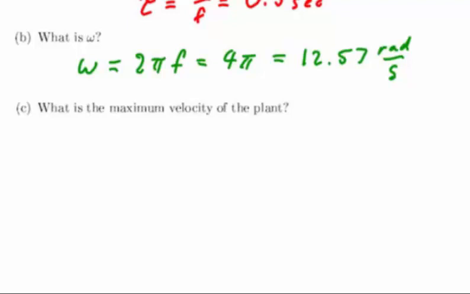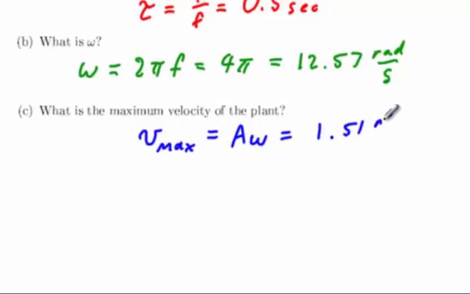In part C, we're to determine the maximum velocity of the plant. What we remember is that the maximum velocity was equal to amplitude times omega. This is because one factor of omega came out during the process of taking the derivative. Since we know both the amplitude and the omega, we can multiply these to find that the maximum velocity is 1.51 meters per second.